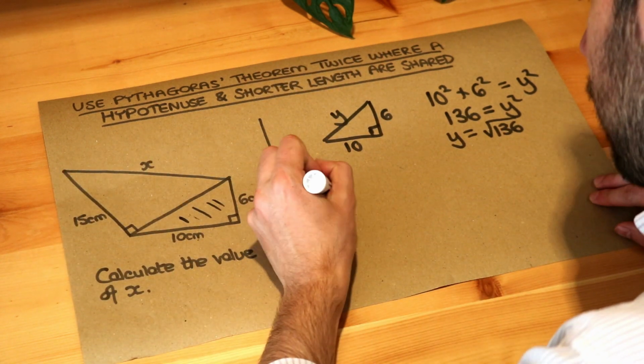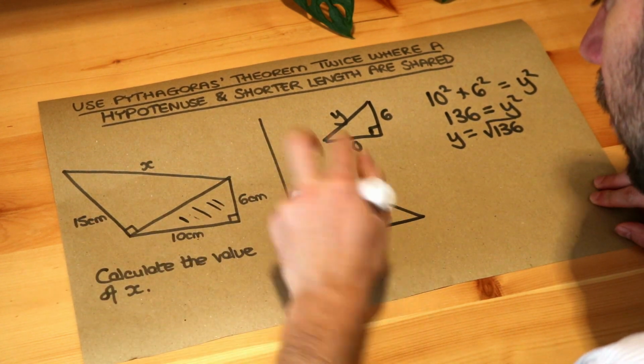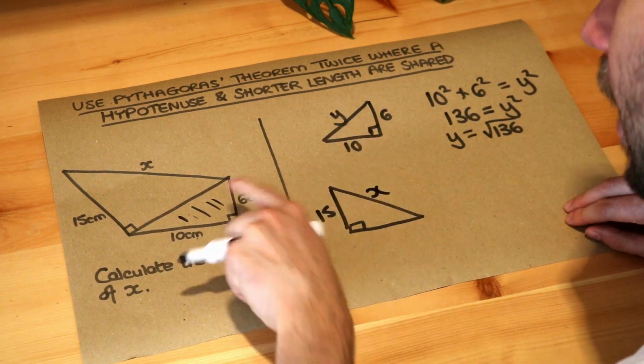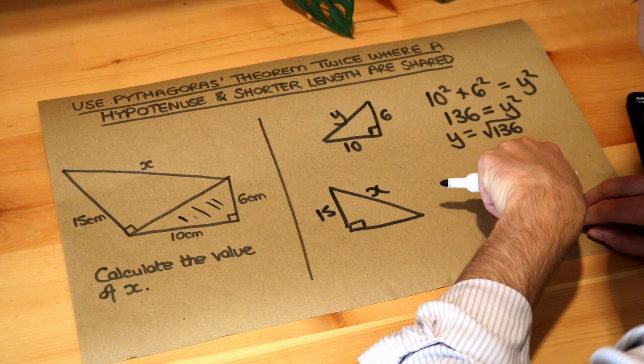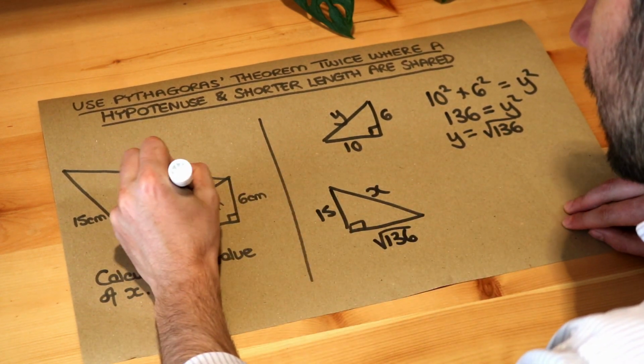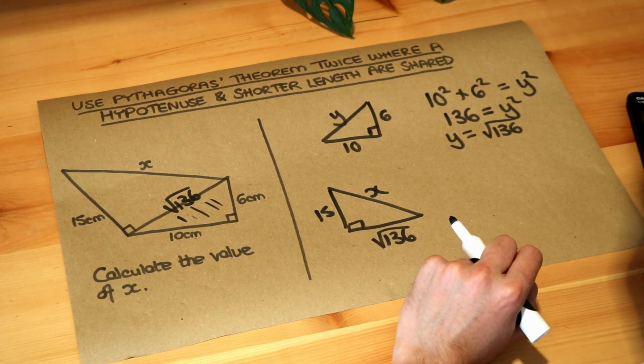Now, let's look at this triangle. So we've got the right angle here, we've got the 15 on the left. I've slightly rotated this triangle. We've got the x up here, and this bottom length here we worked out was root 136. We had the root 136 there, didn't we, from this other triangle. So now we have to use Pythagoras theorem again.